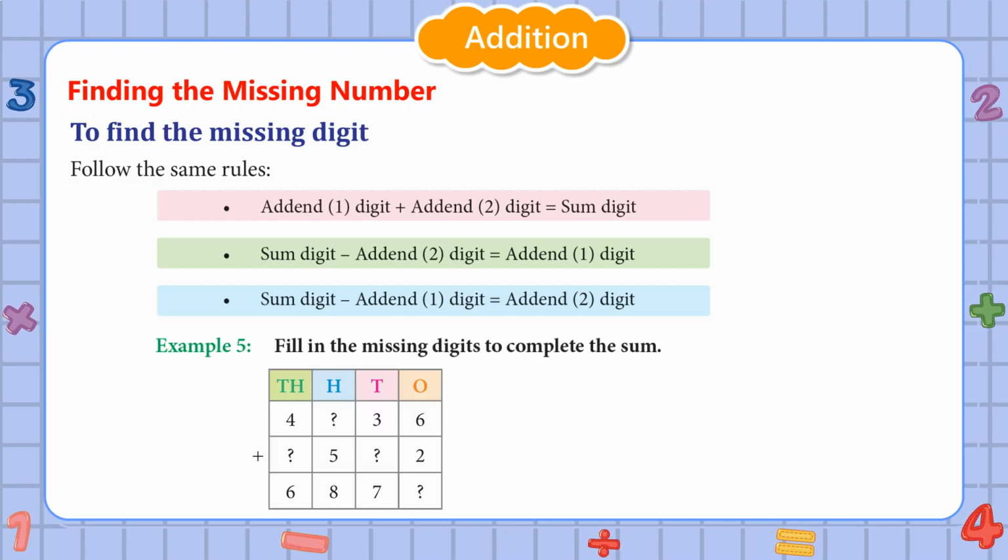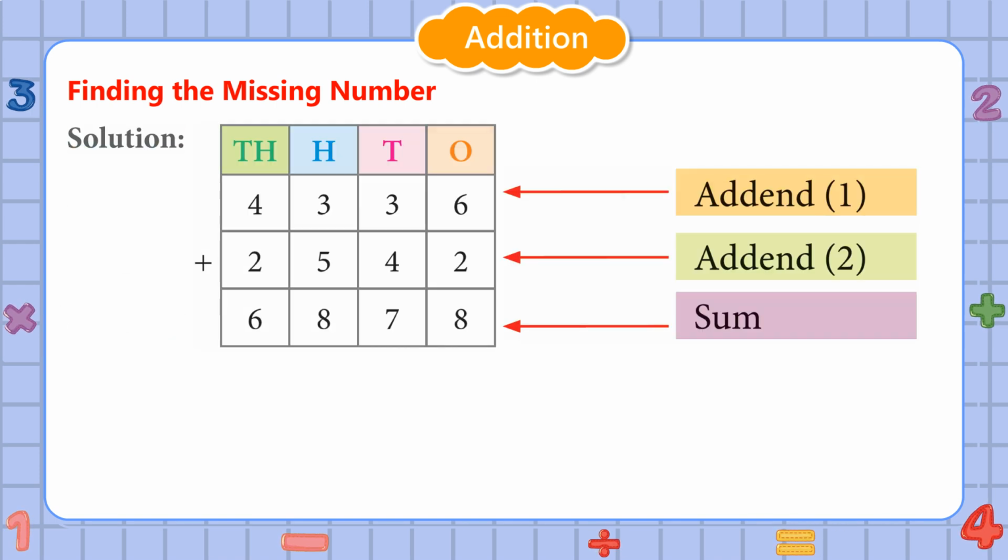Example 5. Fill in the missing digits to complete the sum. The number in the first row is the addend 1. The number in the second row is the addend 2. The number in the third row is the sum. Solution. To find the missing digit in the ones column, let's add addend 1 digit of the ones column and addend 2 digit of the ones column, that is 8. So, the missing digit in the ones column is 8.